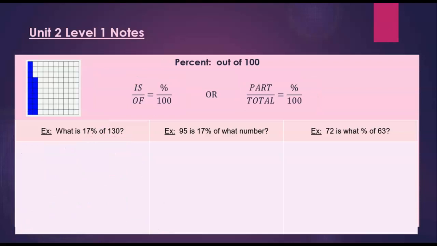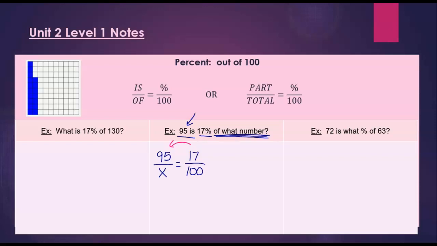Next example. 95 is 17% of what number? So 17% is out of 100. And now we know we have 95 of those squares shaded, of what number? So we need to find out our new total where 95 squares are shaded instead of 17. So our new total is going to increase quite significantly because 17 to 95 does.